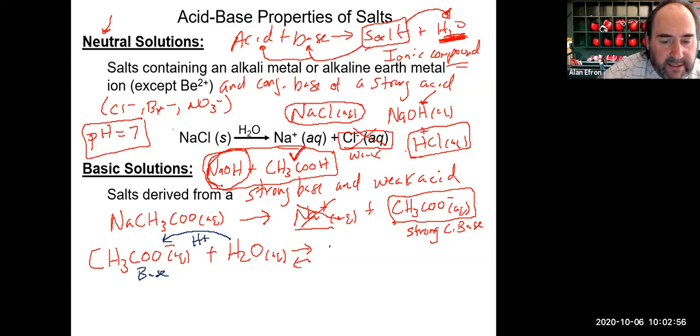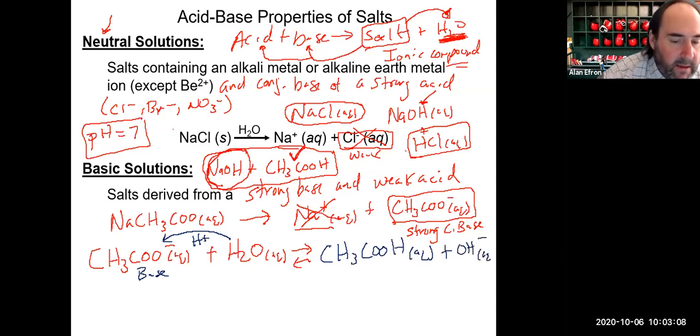And when it does that, it will make acetic acid, which, by the way, it always makes where it came from. And it will make some hydroxide here. So this is the hydrolysis reaction that's taking place. The acetate that is produced from the sodium acetate, or that salt, will react with water because it's relatively strong. It will react as a base and accept the H+.